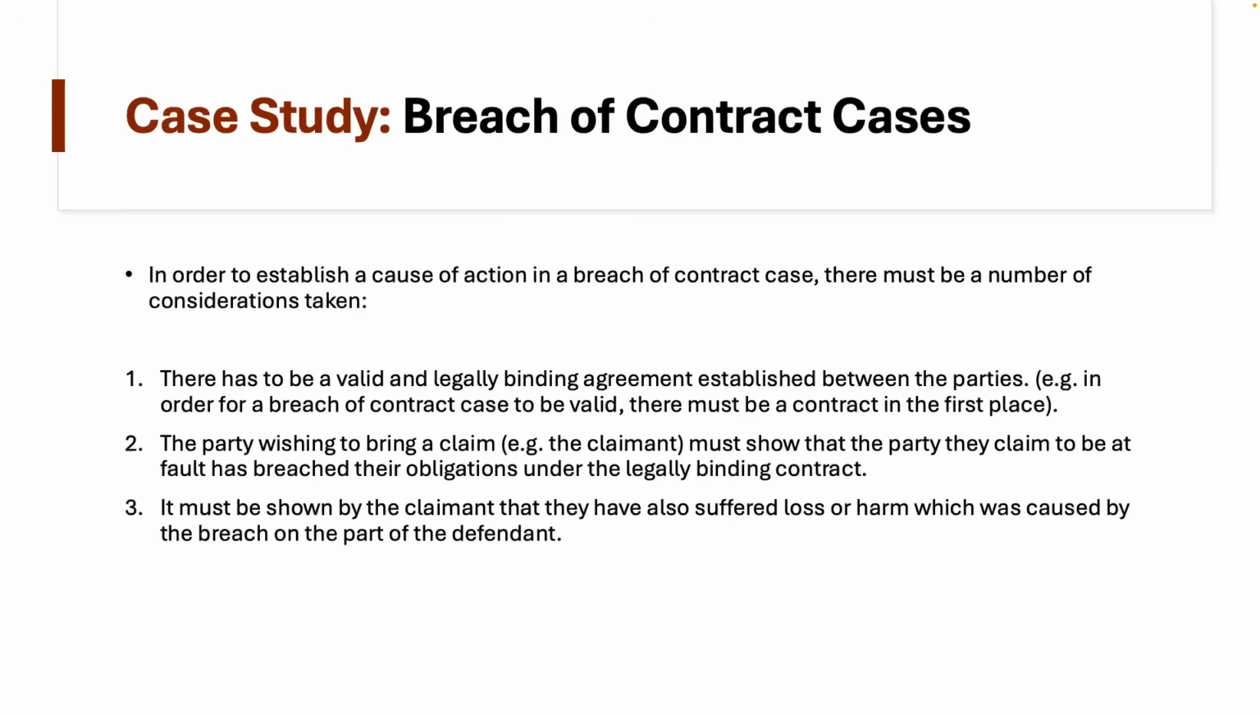So firstly, there has to be a valid and legally binding agreement between the parties as established. In order for a breach of contract case to be valid, there must in fact be a contract in the first place. This is basically tautological. This is a priori in terms of your understanding. And so for a legally binding contract to exist, what do you need to have?